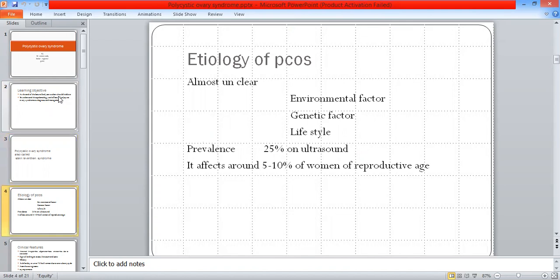Now, what is the etiology of polycystic ovary syndrome? The exact etiology is not clear, but multiple factors are involved in its etiology: environmental factors, genetic factors and lifestyle factors. Mostly it is said that it is almost genetic in origin.